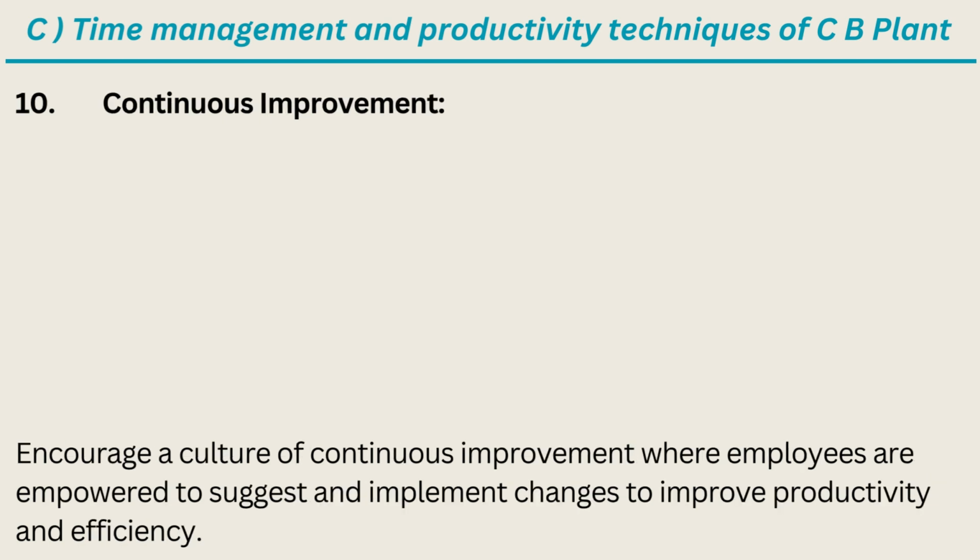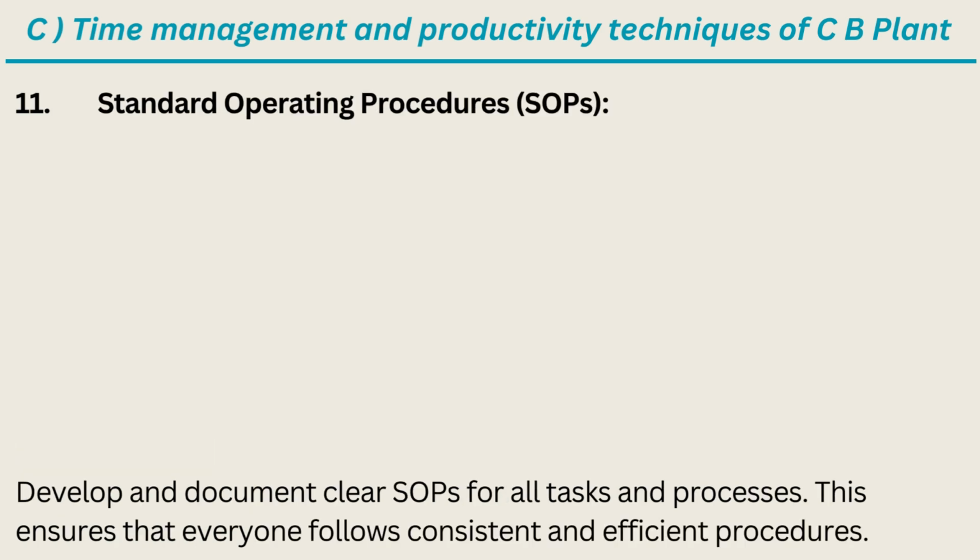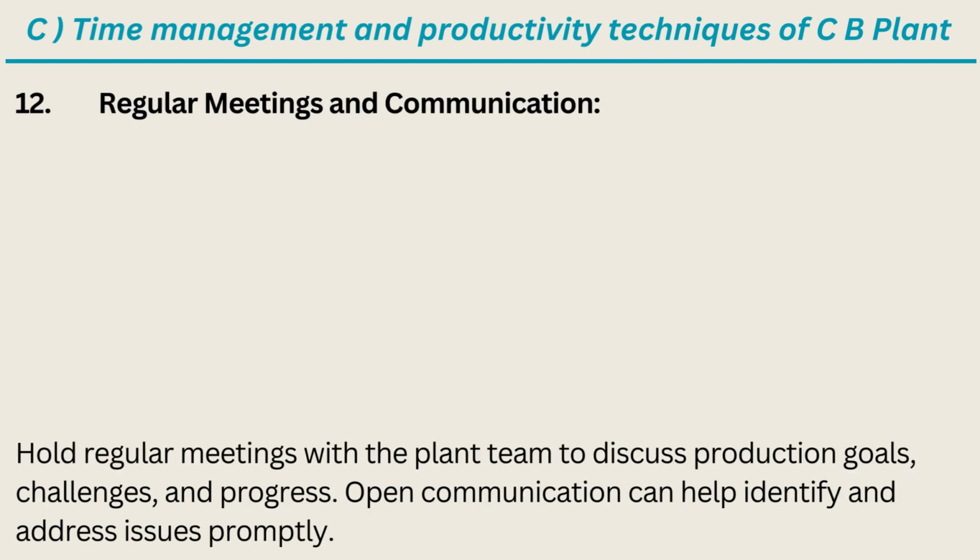10. Continuous improvement. Encourage a culture of continuous improvement where employees are empowered to suggest and implement changes to improve productivity and efficiency. 11. Standard operating procedures, SOPs. Develop and document clear SOPs for all tasks and processes. This ensures that everyone follows consistent and efficient procedures. 12. Regular meetings and communication. Hold regular meetings with the plant team to discuss production goals, challenges, and progress. Open communication can help identify and address issues promptly.